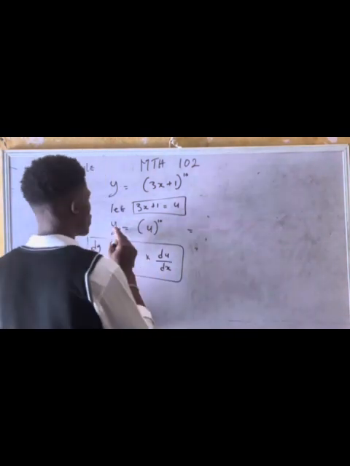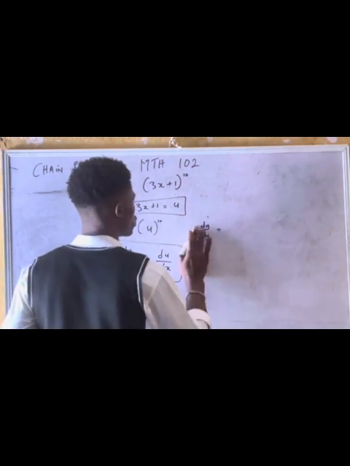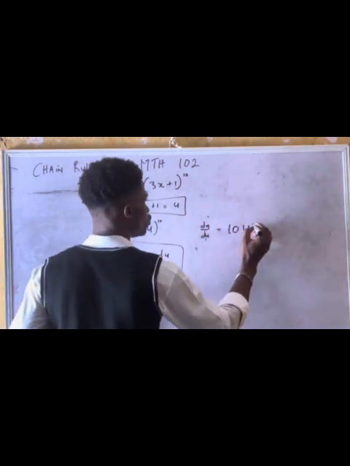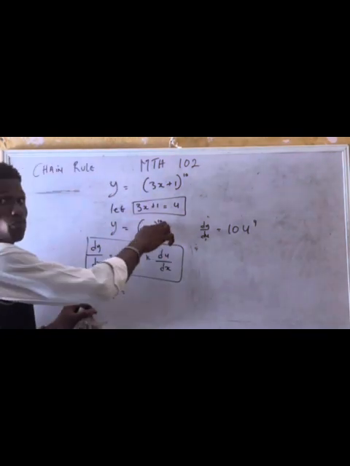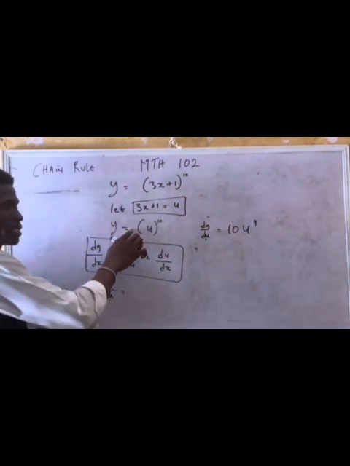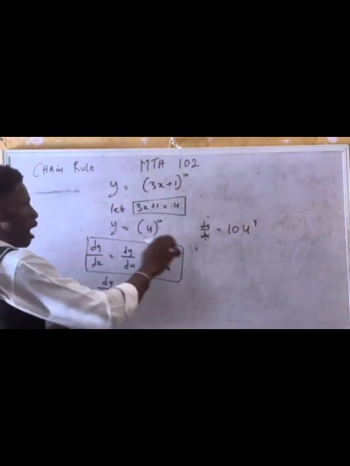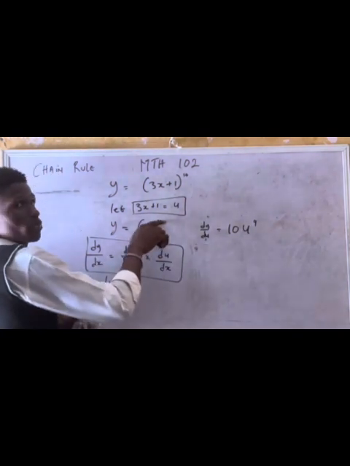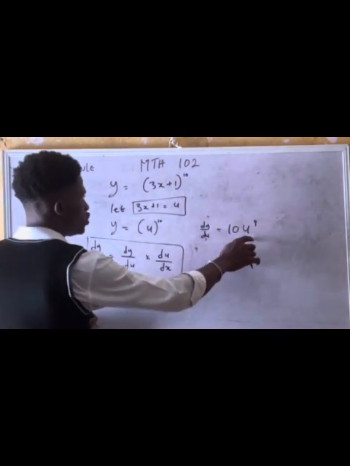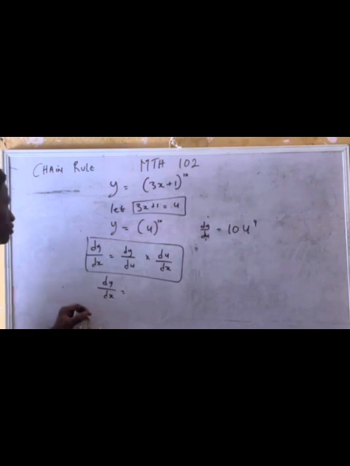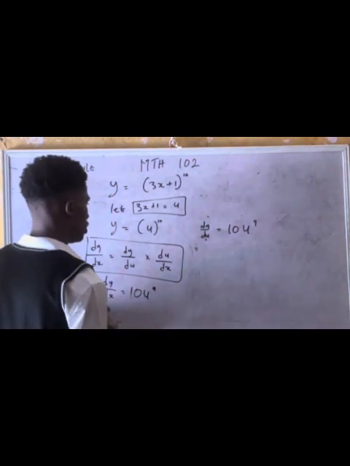If I differentiate y with respect to u, I'm going to have dy over du is equal to 10u raised to the power 9. And how did I get 10u raised to the power 9? The power we multiply at the front, then you subtract 1 from the power. So when 10 comes to the front, I will have 10u. When you subtract 1 from 10, I will have 9. So dy over du is equal to 10u raised to the power 9. Get that down.